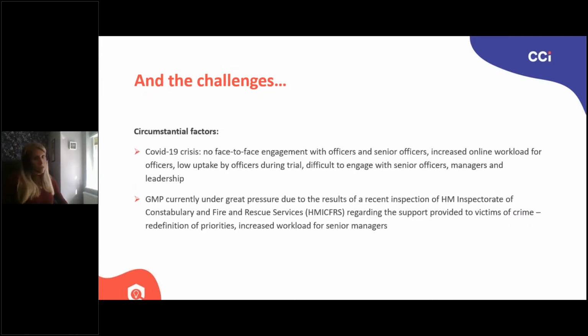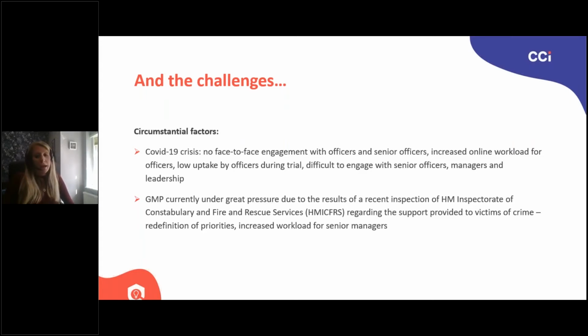Finally, there were some circumstantial factors that had a huge impact on the early stages of the implementation, and I'm referring mainly to the COVID-19 crisis. We did the requirements capture research, we developed the tool, and everything was fine. We needed to start to trial the tool, and COVID-19 hit. It was virtually impossible to have face-to-face meetings and engage face-to-face with officers and senior officers. From what we learned, officers do not do well with remote online meetings and emails. They're used to working face-to-face, and it's very difficult to maintain their engagement and commitment throughout the stages of the trial and implementation.